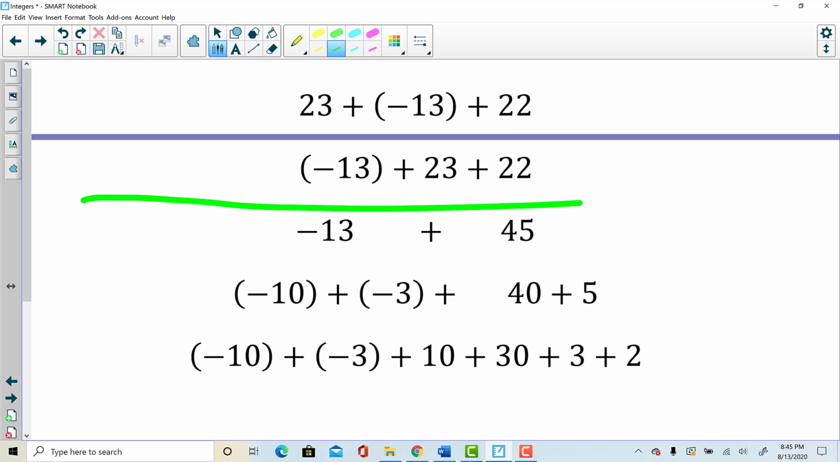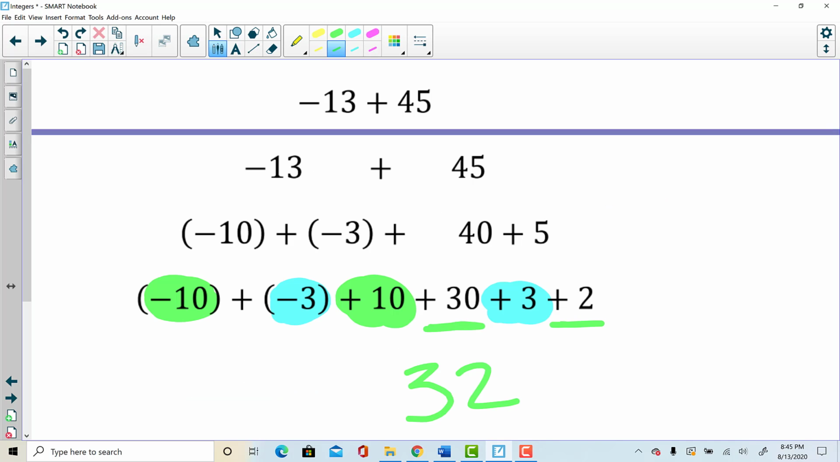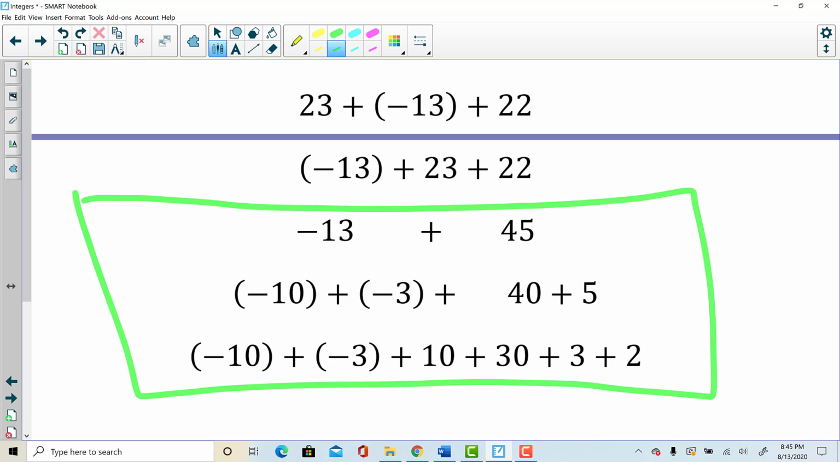Now the rest of it is going to be exactly the same as the previous problem, because our previous problem was negative 13 plus 45. Let me go back and show you. There it was. We got 32 for the answer. But this is just how you would handle an example that had 3 big numbers for integers that you had to add up.